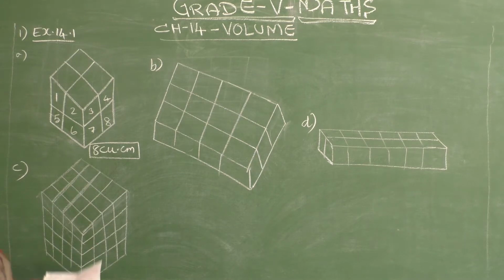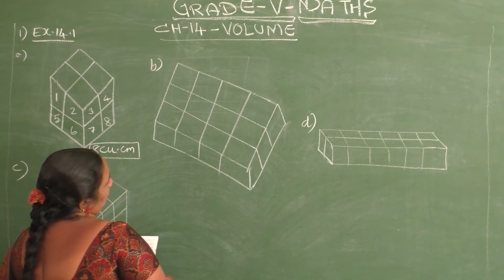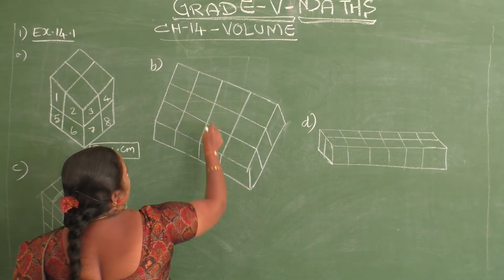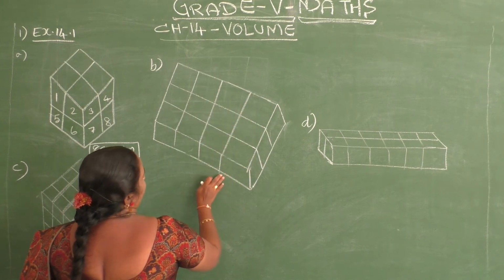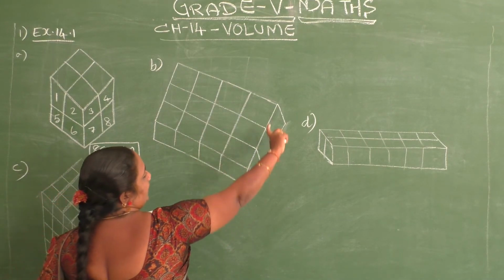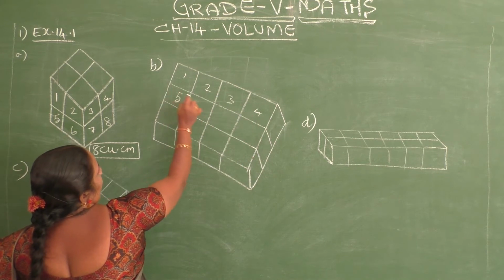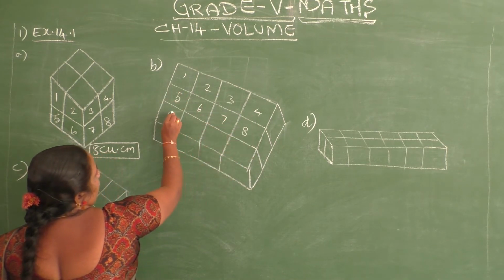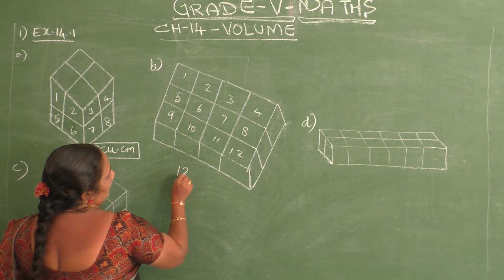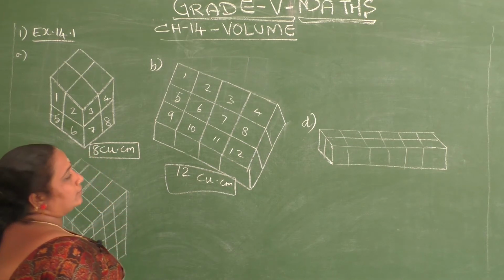Then second one. See the B picture. Here also we have to count and write the volume. 1, 2, 3, 4, 5, 6, 7, 8, 9, 10, 11, 12. Here no need to consider a lower layer because they gave only a single layer. So the volume of this is 12 cubic centimeter. That is the B answer. Okay, ma'am? Then next one.